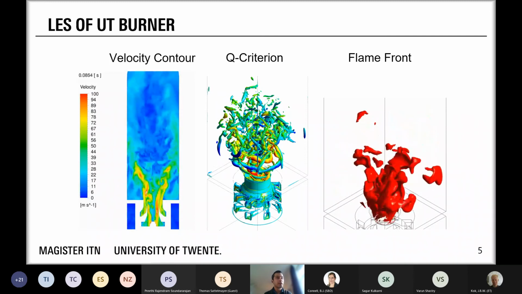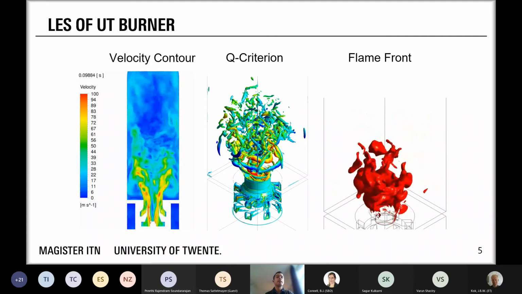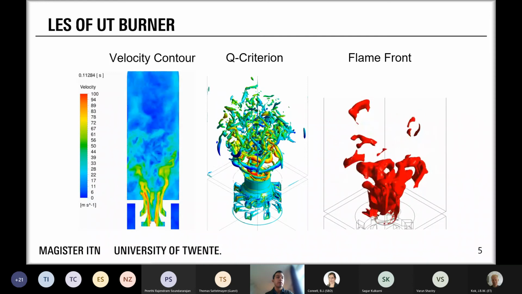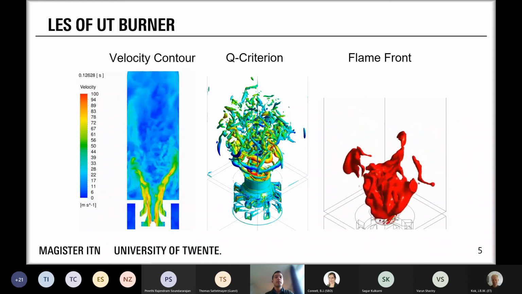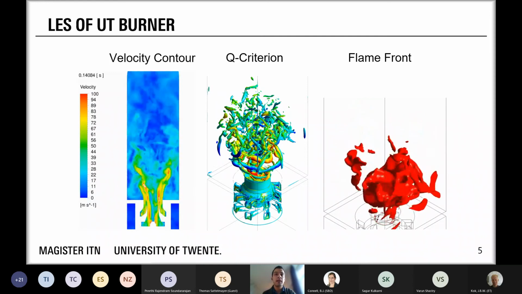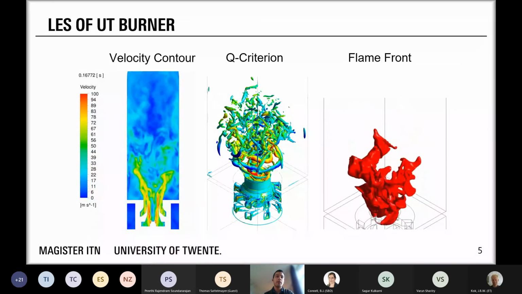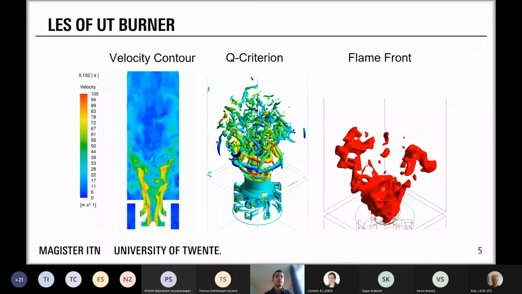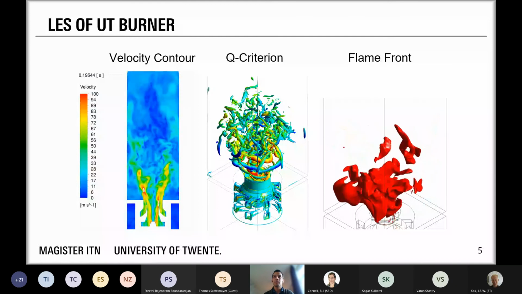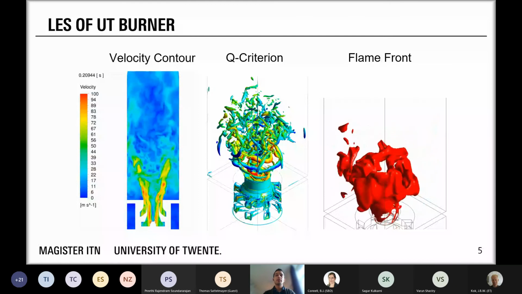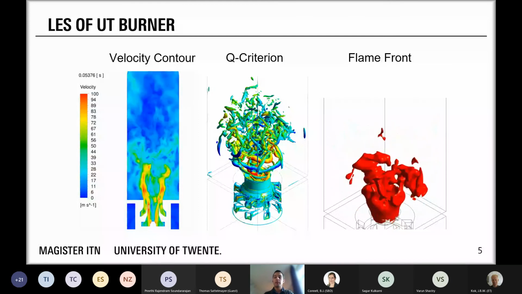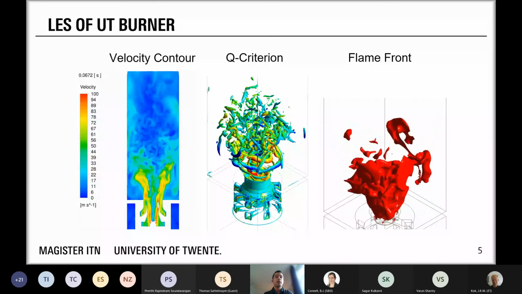I'm also highlighting the Q-criterion, a sort of an idea on the vortex breakdown region right outside the burner. And if you look in the very center of this turbulent chaos, you can also appreciate the precessing vortex core as very prominent in this particular burner. And I'm highlighting also the OH radicals on the right as an idea for where the reaction is taking place.